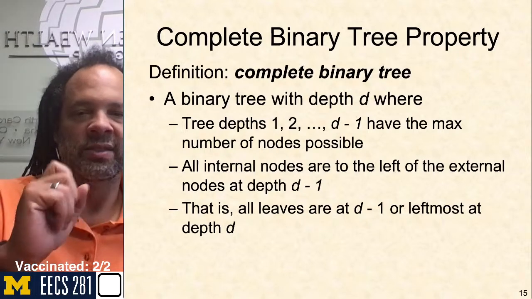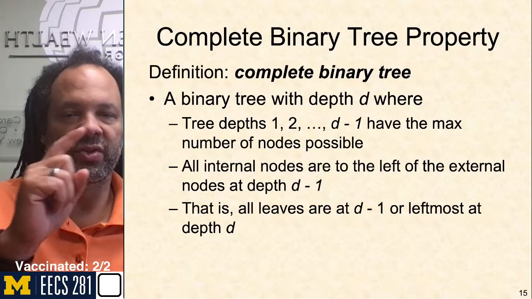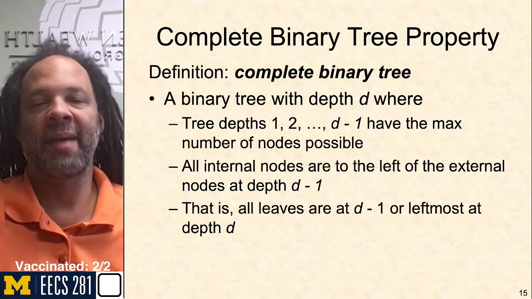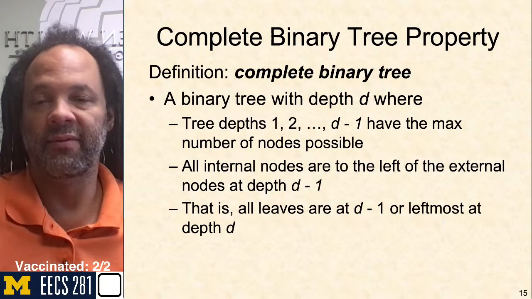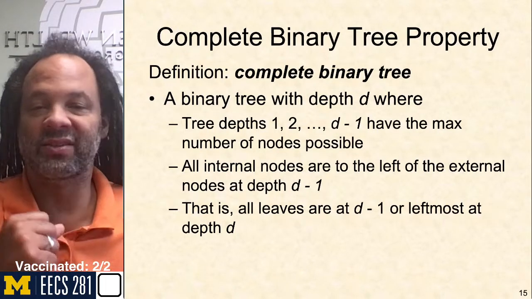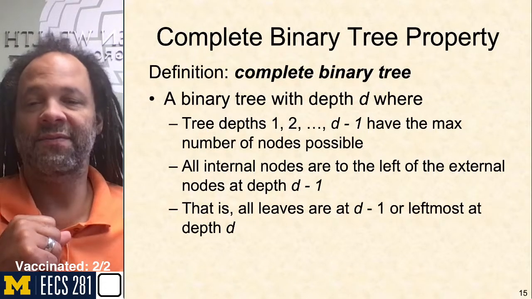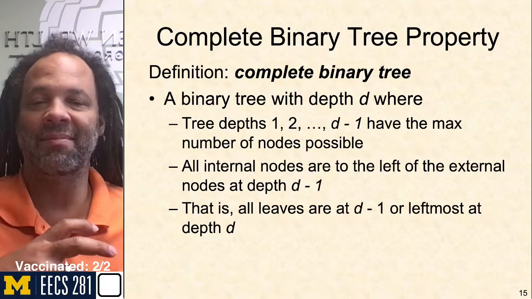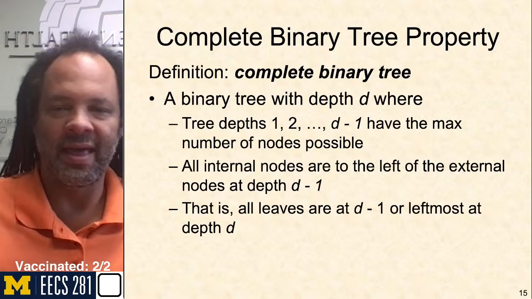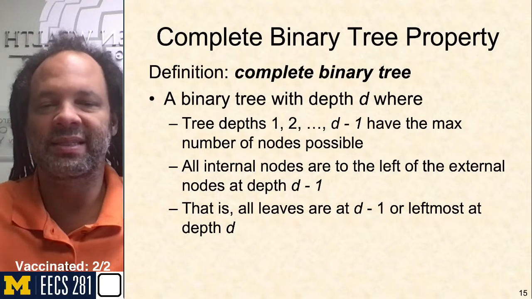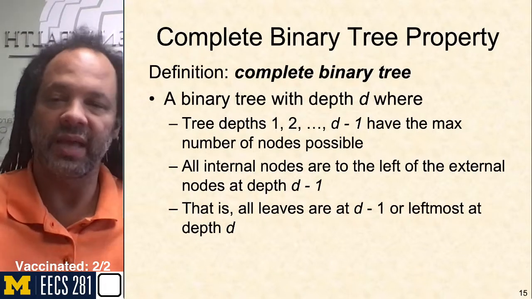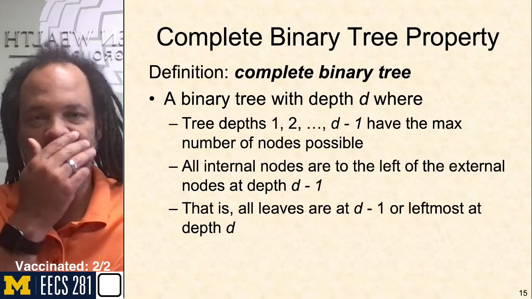So these 3 sub-bullets here say a binary tree with depth D where the tree depths 1 to 2 to 3 to D minus 1 all the way up to the last one have the maximum number of nodes possible in all of those levels except possibly the last one. All internal nodes are to the left of the external nodes at depth d-1. So if there are some nodes that exist without children at depth d-1, they have to be to the right of the nodes that do have children. And then all the leaf nodes, all of our external nodes, are either at d-1 in the leftmost area or at depth d. That's our complete binary tree.